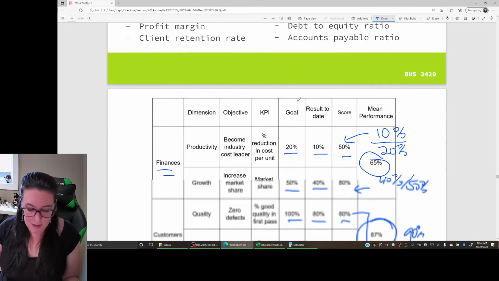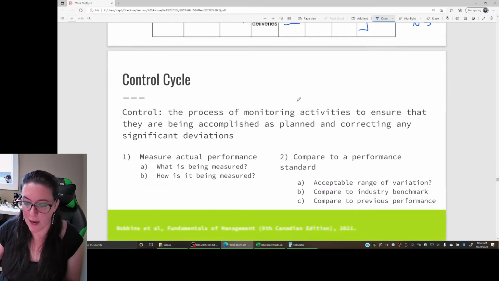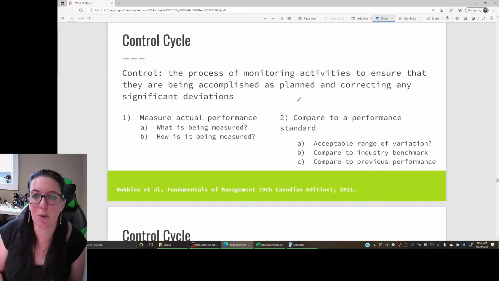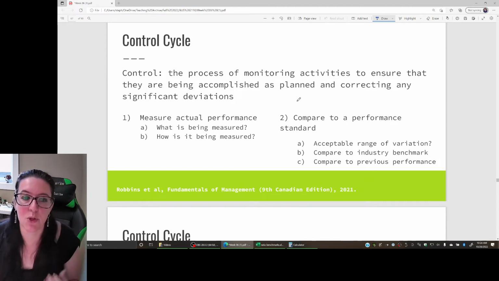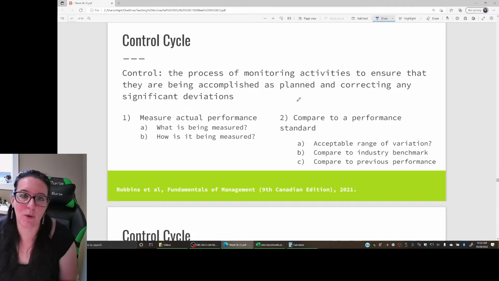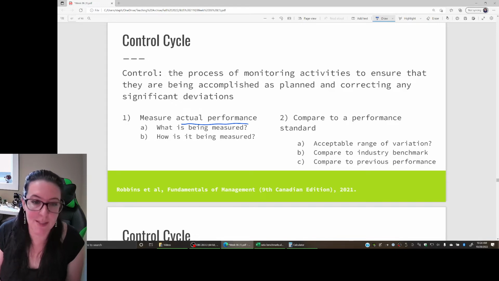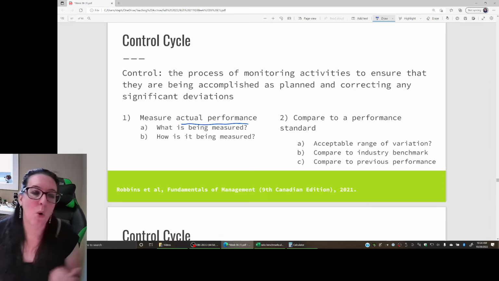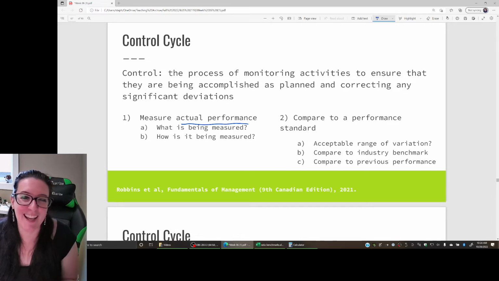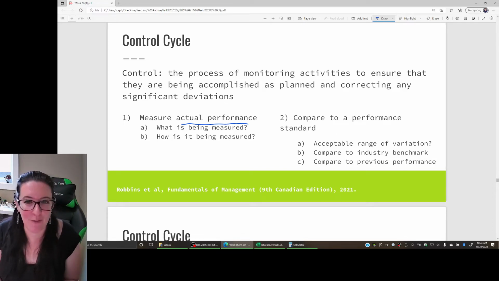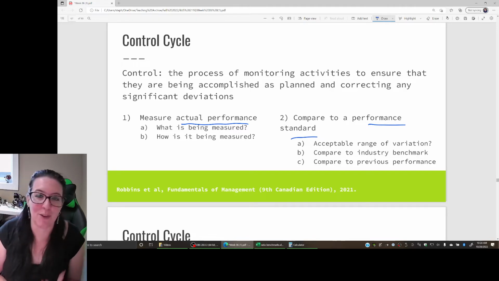So all of this is part of a control cycle. A control cycle is the process of monitoring activities to assure they've been accomplished as planned and allowing us to correct any significant deviations. So we measure our actual performance. That would be things like calculating productivity, which we did in previous videos, or calculating our gross margin or our profit margin, or calculating our financial ratios. How are we doing? Comparing that to a performance standard, the benchmark.